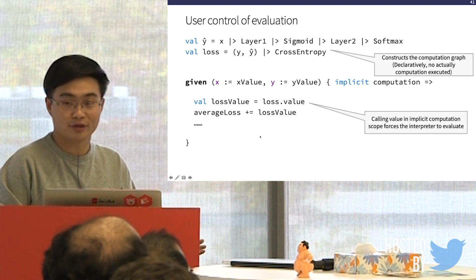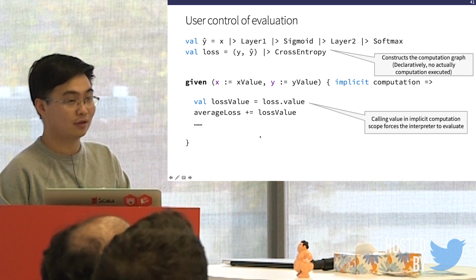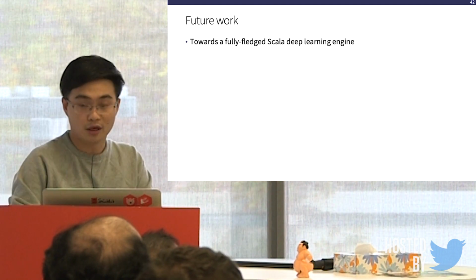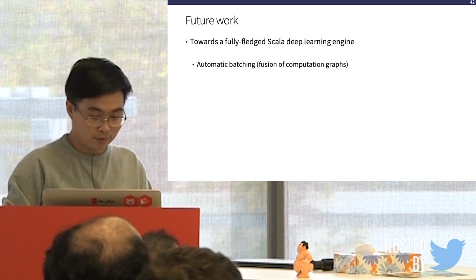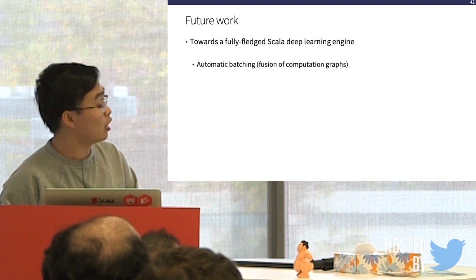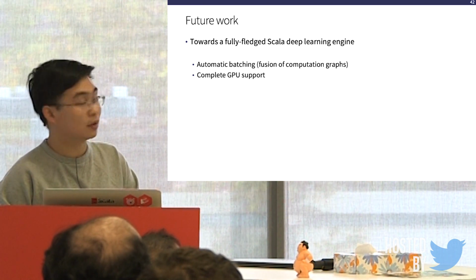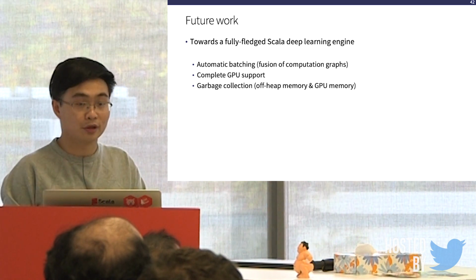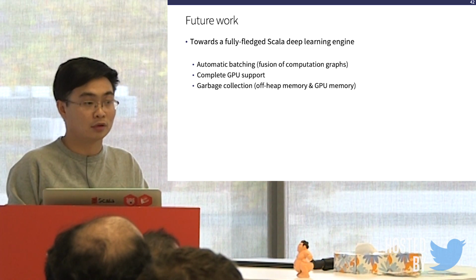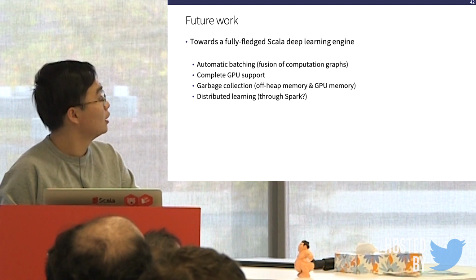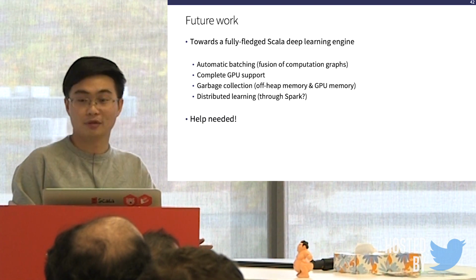So we can switch between these. I think it's a very cool idea. Okay, so to make it fully work, we want to do automatic batching and complete GPU support. I have preliminary GPU support. There's also garbage collection, because these GPU memories are allocated on the GPU and the JVM doesn't know about it. So we have to do manual garbage collection, and probably distributed learning through Spark.